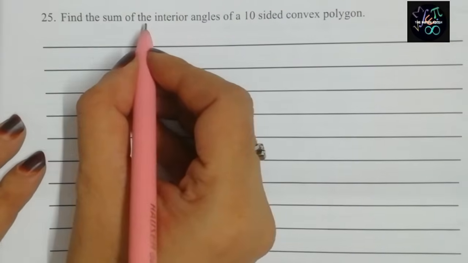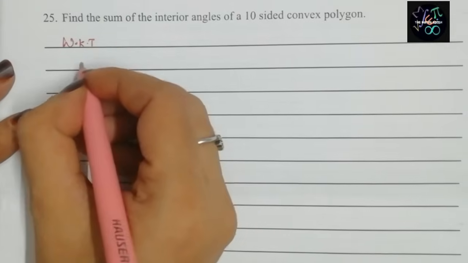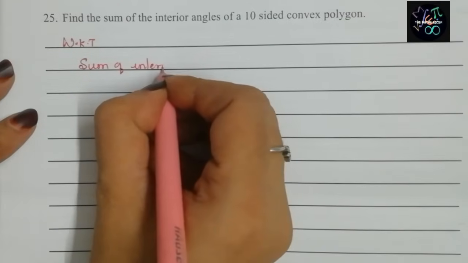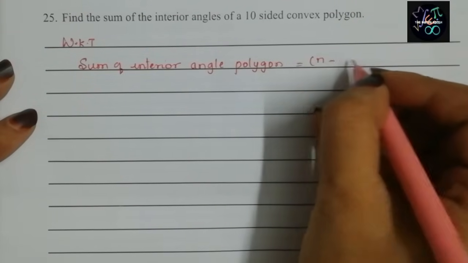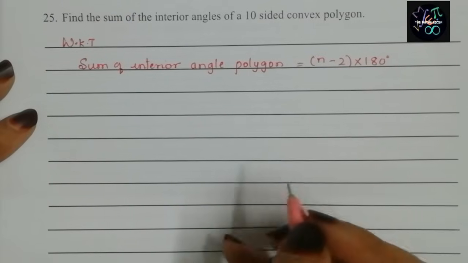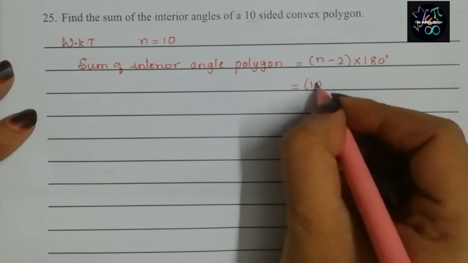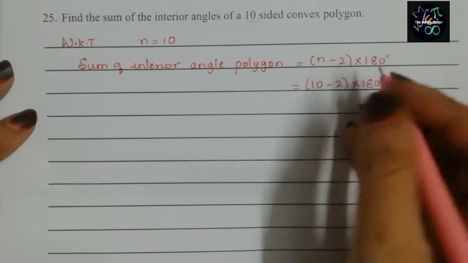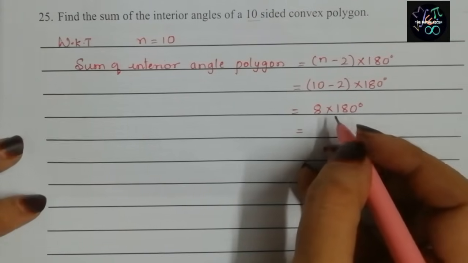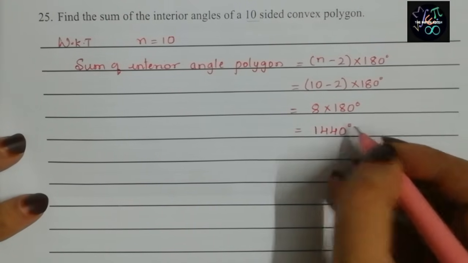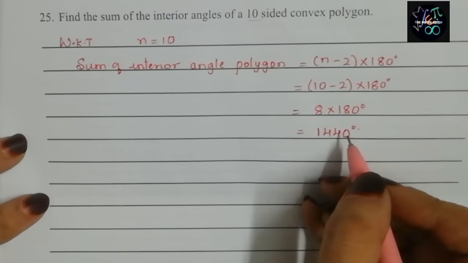So here, find the sum of interior angles of a 10-sided convex polygon. We know that the sum of interior angles of a polygon is n minus 2 into 180 degrees. This is the formula. So here n is 10-sided, so n is 10. So let us write n minus 2 into 180 degrees, that is 10 minus 2 into 180 degrees. So 10 minus 2 is 8. 8 into 180 degrees. If we multiply 180 into 8, we get 1440. This is the answer. 1440 is the sum of interior angles of a 10-sided convex polygon.